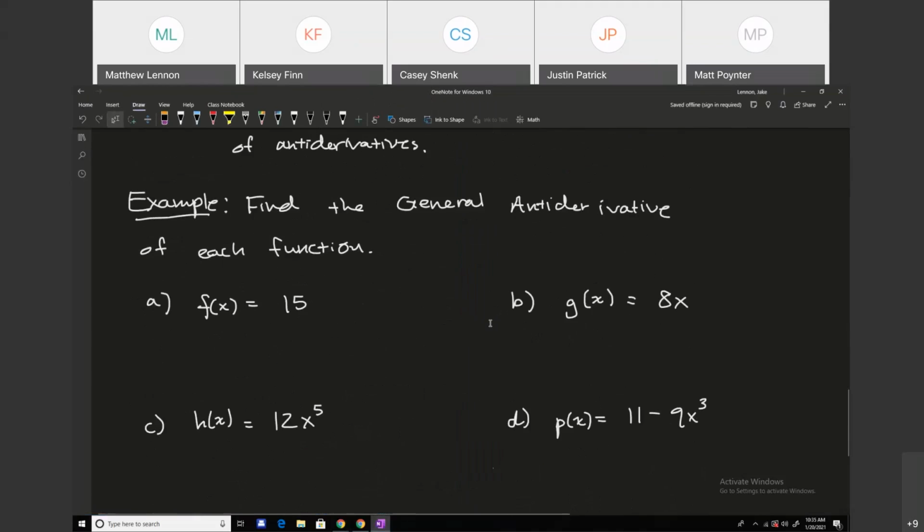Again, part A is f of x is 15. You want to find the antiderivative. Part B, g of x is 8x. Part C, h of x is 12x to the 5th power. And part D, p of x is 11 minus 9x cubed. So I'll set the timer for 2 minutes or something, and then from there, I'll try and see what people have as an answer.